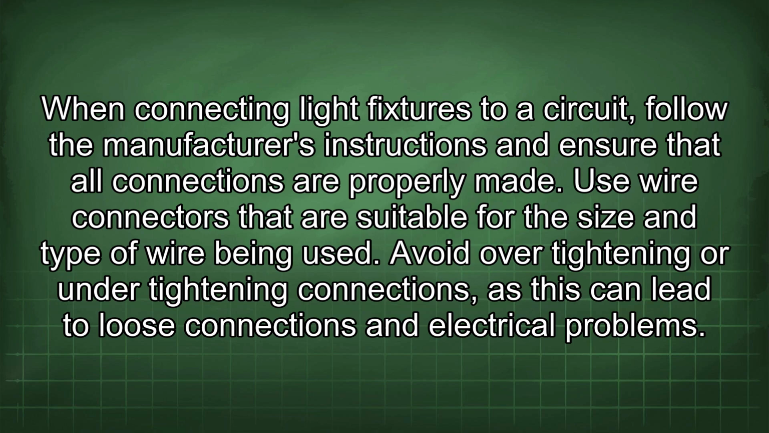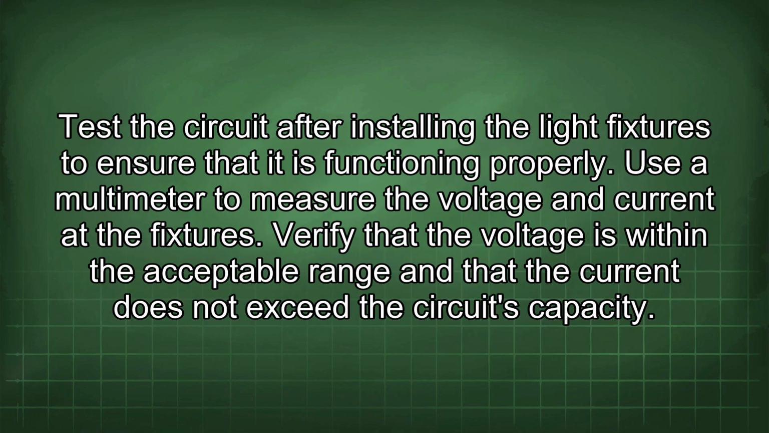When connecting light fixtures to a circuit, follow the manufacturer's instructions and ensure that all connections are properly made. Use wire connectors that are suitable for the size and type of wire being used. Avoid over-tightening or under-tightening connections, as this can lead to loose connections and electrical problems. Test the circuit after installing the light fixtures to ensure that it is functioning properly. Use a multimeter to measure the voltage and current at the fixtures. Verify that the voltage is within the acceptable range and that the current does not exceed the circuit's capacity.